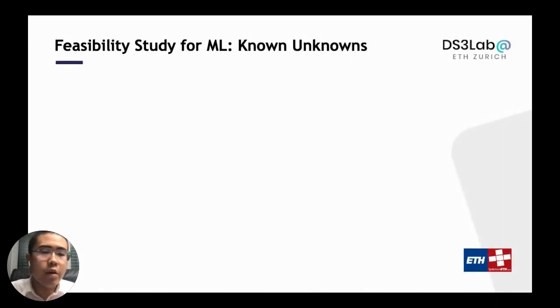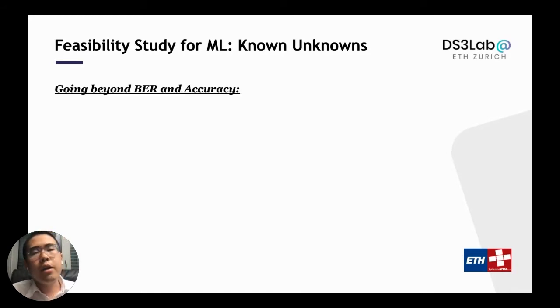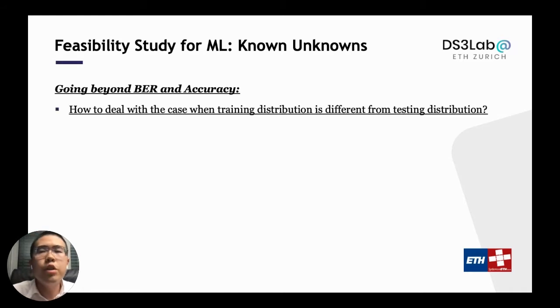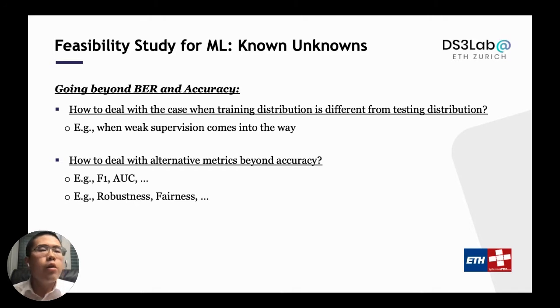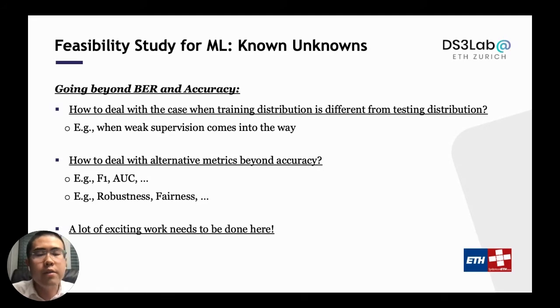Now there are also things that we have no idea how to do. One thing is how to go beyond the view of base error and accuracy. What happens when your training distribution is different from your testing distribution? Whenever you have weak supervision, this could happen, and we have no idea how to model such a problem. How do you go beyond accuracy, to F1 and AUC, and also deal with other utility functions, for example, robustness and fairness? There is a lot of exciting work that could happen down the road, and we are really here to ask for help.